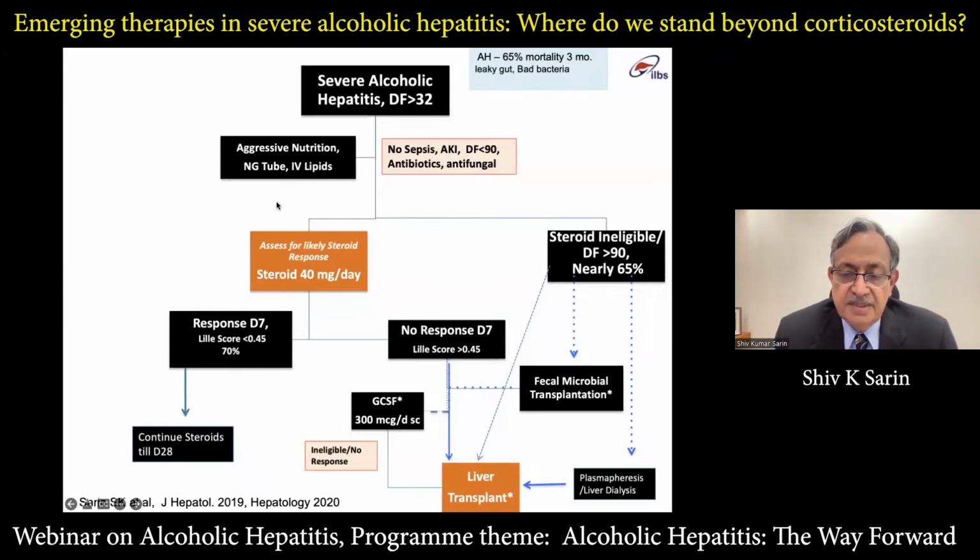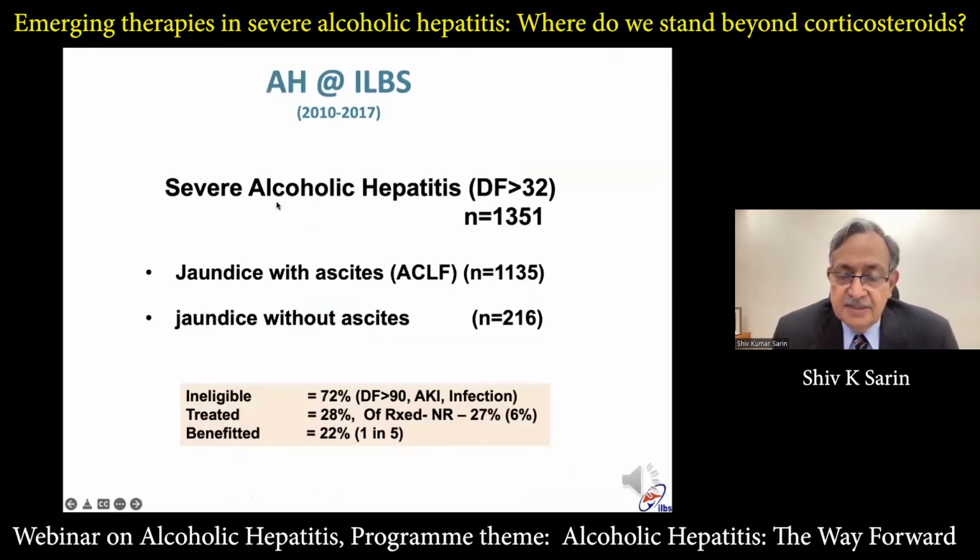I want to start with these concepts. As Dr. Singhal also mentioned, in 2010 to 17, we had 1,351 patients with a DF above 32. Those who came with jaundice and ascites were 1,135, without ascites 216. 72% were ineligible. 28% were eligible. Of those eligible, non-response was about 27%. So overall, 1 in 5 got benefited, 4 in 5 not. And this benefit was only till day 28.